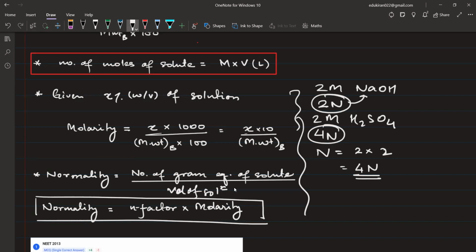The idea is this, and you will understand even without normality. Basically you should know how much H plus is given by an acid and how much OH negative is given by a base. Okay, so write this down: normality is equal to n factor into molarity.